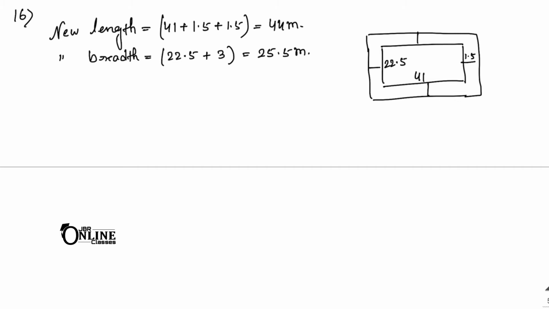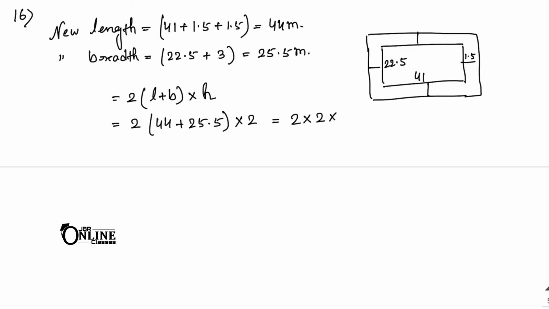Now you know the height of the wall, that is 2 meters. So again you have to apply the formula of four walls. You know the formula, 2 into (length plus breadth) into height. So here 2 into (44 plus 25.5) into 2. Okay, so that means 2 into 2 into 69.5 meter square, and your final answer will be 278 meter square.